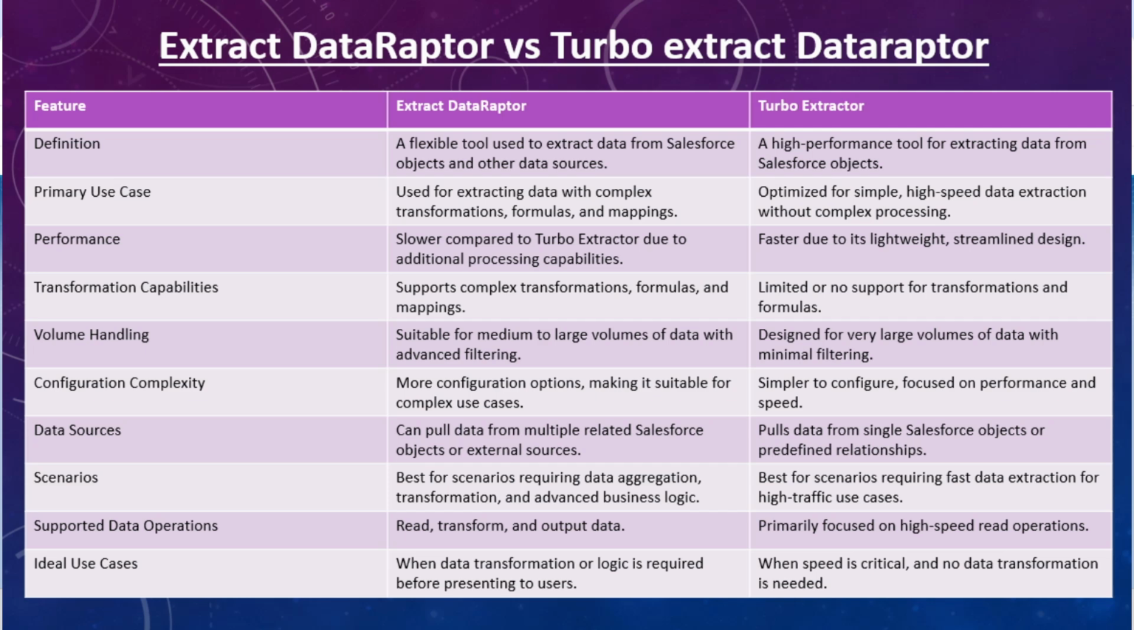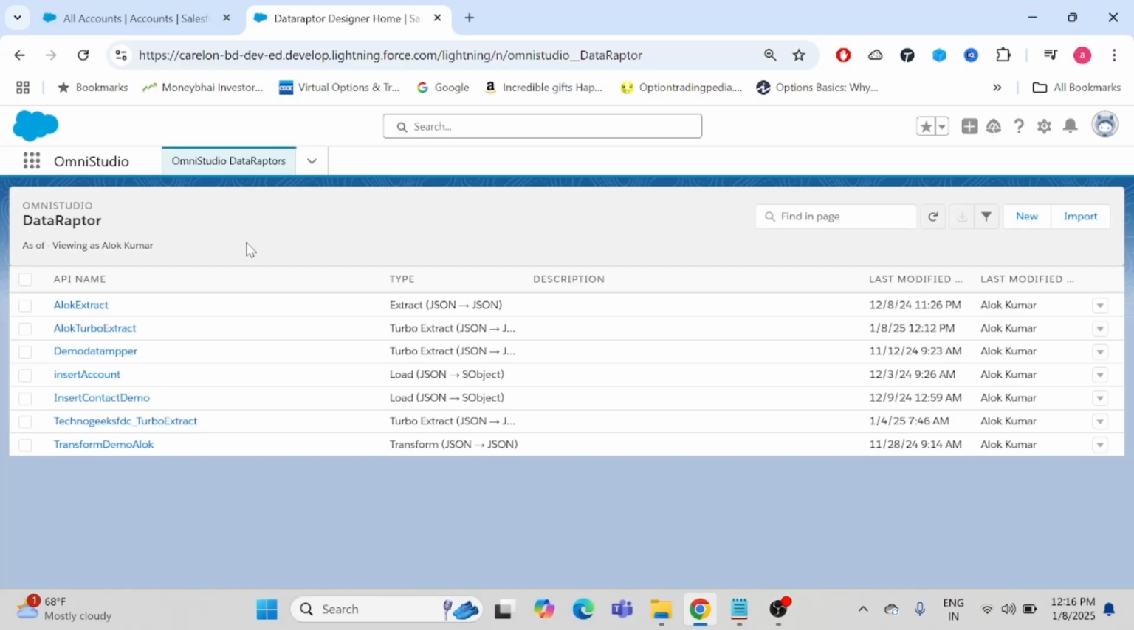Not only does it support multiple objects, it has more features as well. You can create formulas or do tweaks around the data which you are extracting. You can even use Apex to write functions to process the extracted data. Configuration wise, it is a little more complex than the turbo extract, but from the functionality standpoint, it is used where you need data from multiple objects in a single transaction. So that's the overall difference between turbo extract and the normal extract in OmniStudio.